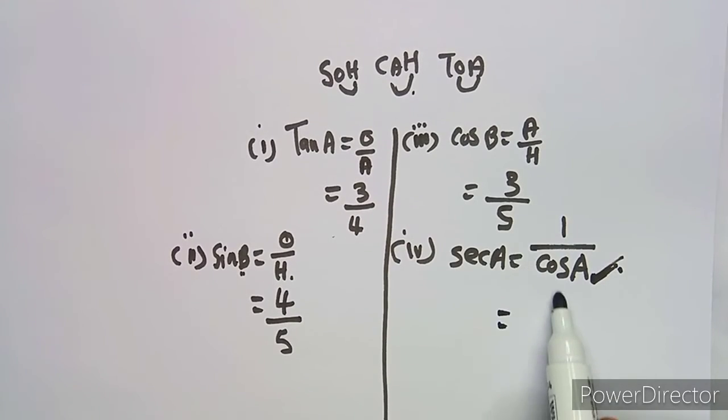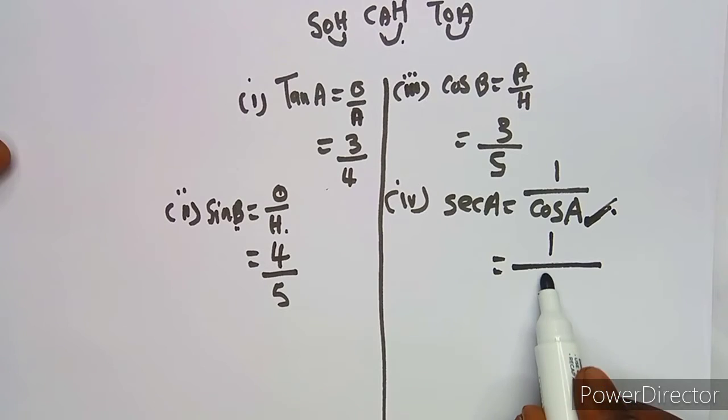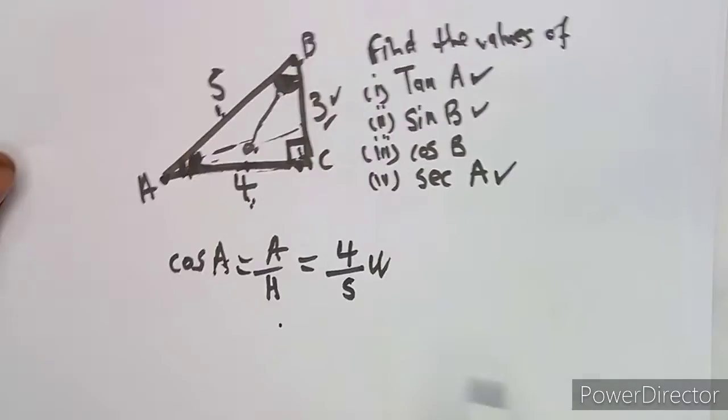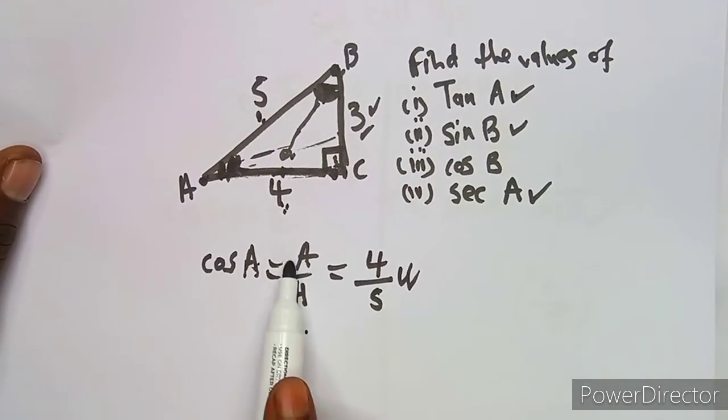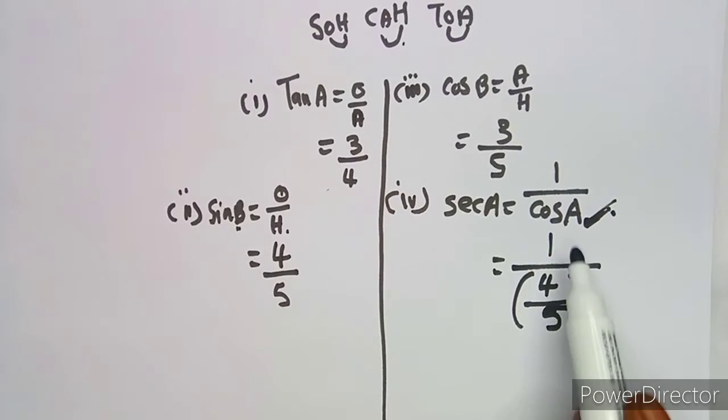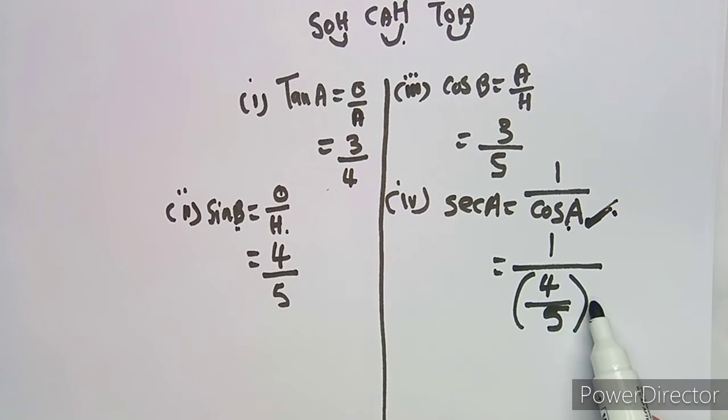So we are going to have 1 over cos A, because the value of cos A is 4 over 5. So in place of cos A, you substitute 4 over 5.